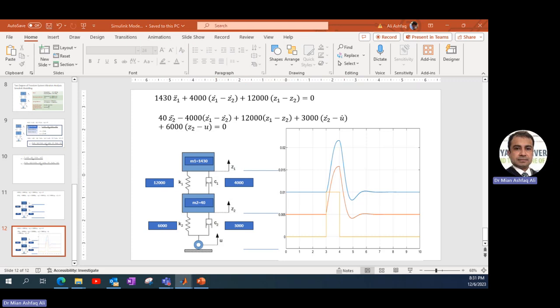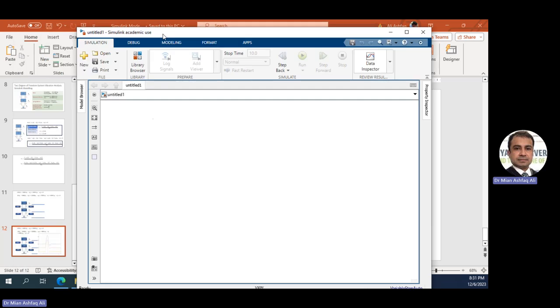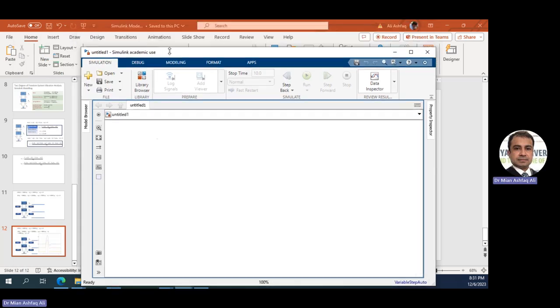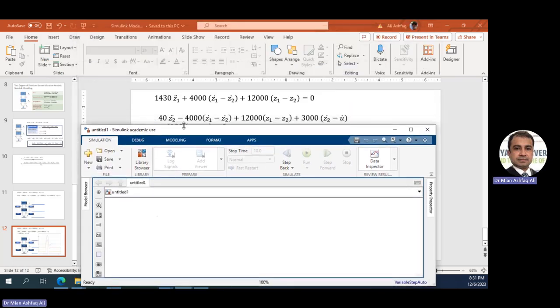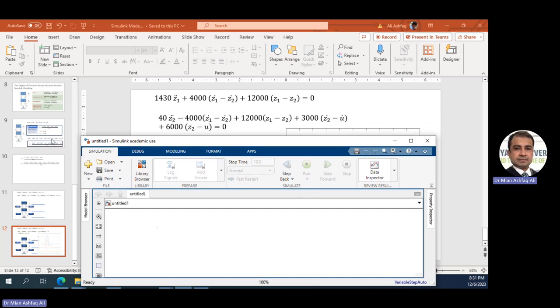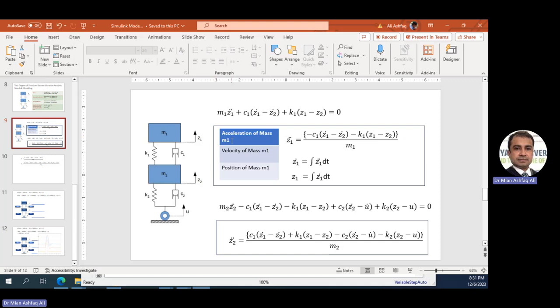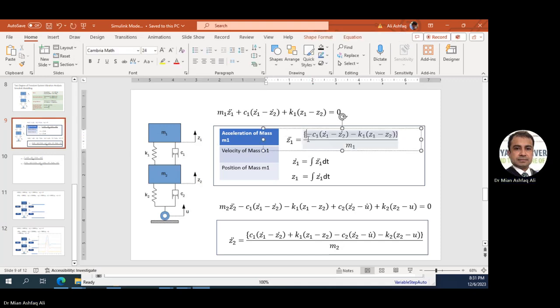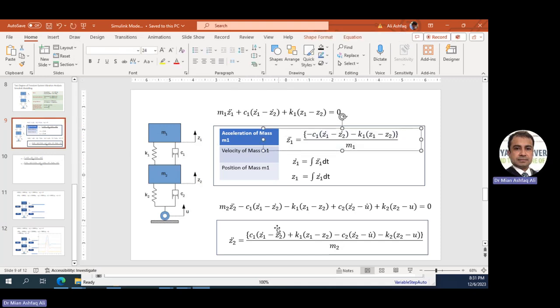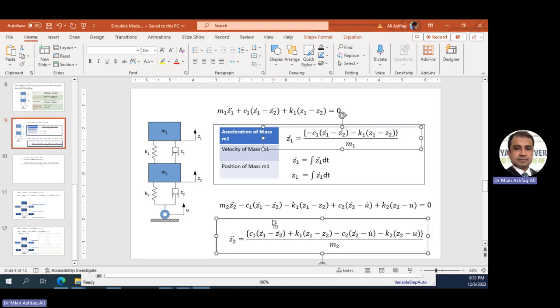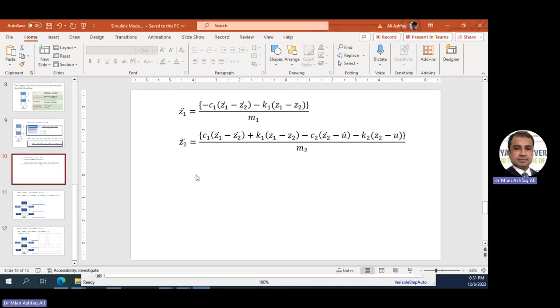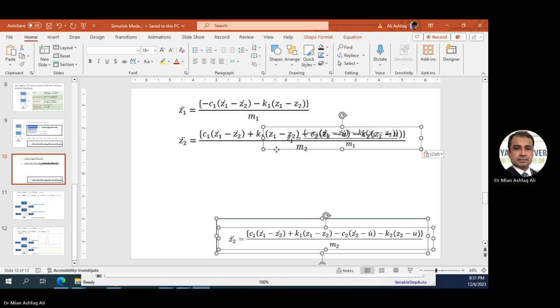I have a blank Simulink model, and then I'm going to choose this first equation here, and this one, those two equations, in order to model those.